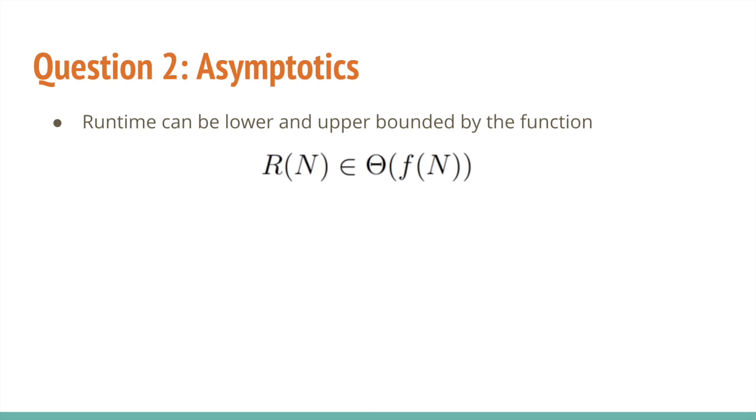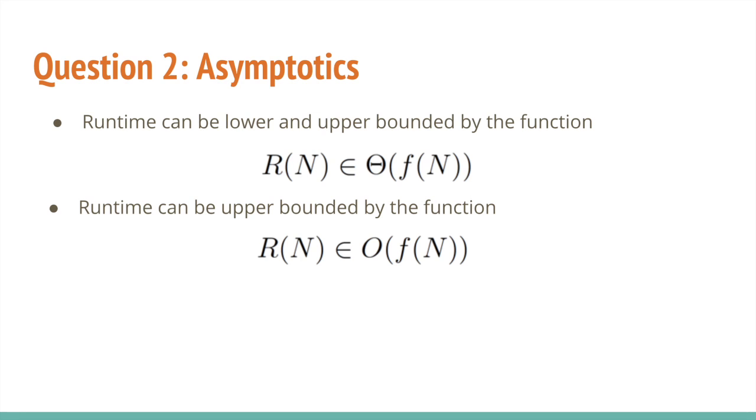In question 2, we'll be getting some practice with asymptotics. So just a quick terminology review. If a program can be both lower and upper bounded by a function, we say the program's runtime is in theta of that function. If a program is upper bounded by a function, we say the runtime is in big O. And lastly, if a program is lower bounded by a function, we say the runtime is in big omega.